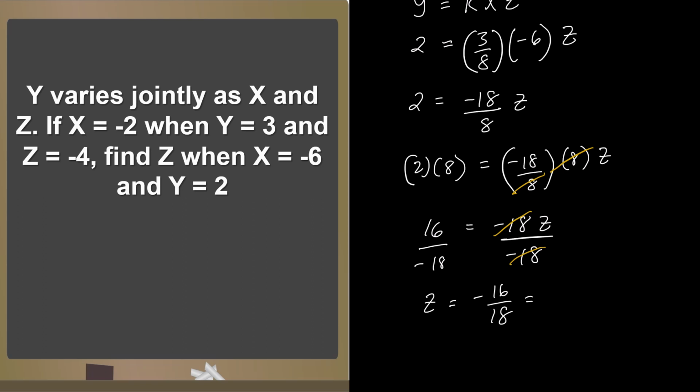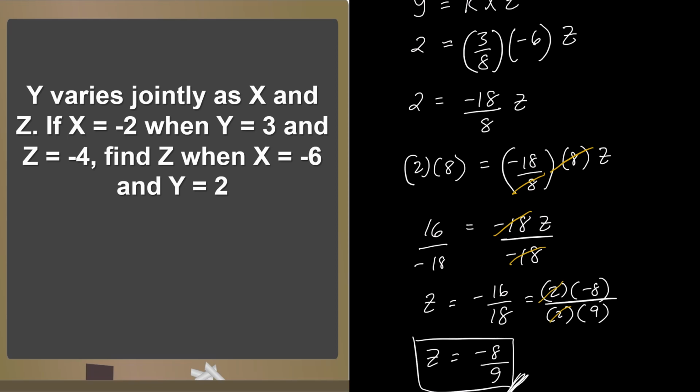However, negative 16 is actually 2 times negative 8, and 18 is 2 times 9. So from here, we can cancel the 2, and then we can see that z is equal to negative 8 over 9. So this is the answer to the first problem.